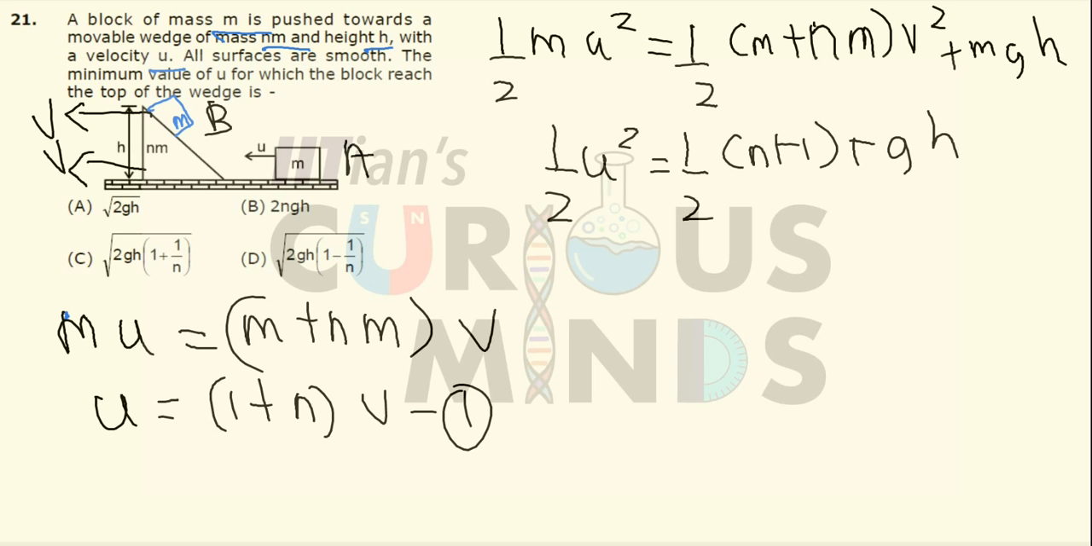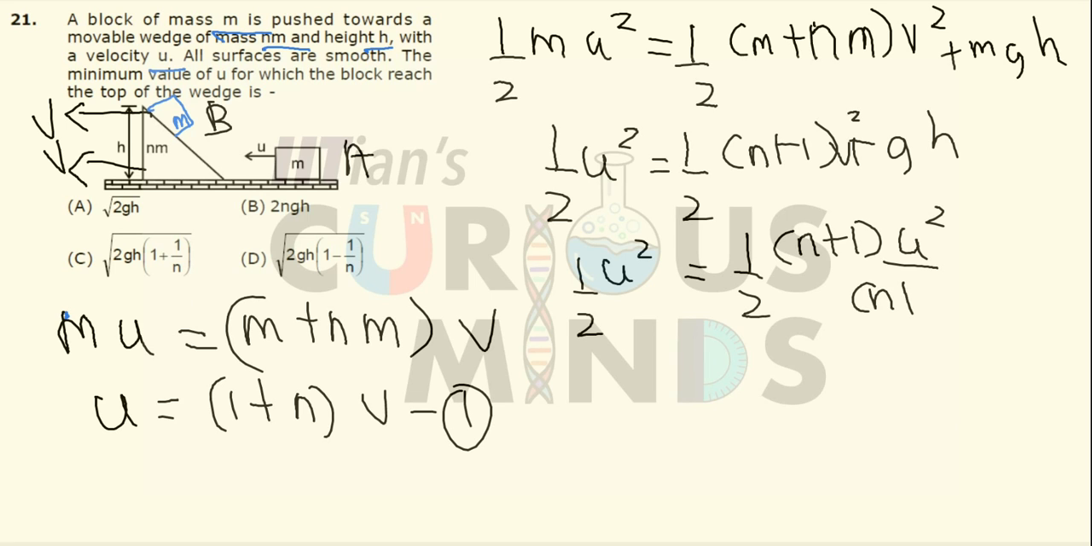Now v can be substituted as u divided by (1 plus n), so half u square will be equal to half into (n plus 1). Instead of v square, I will substitute u square divided by (n plus 1) the whole square, plus gh. So this term will get cancelled out over here.